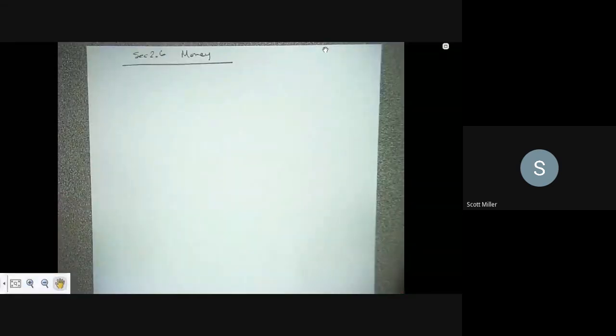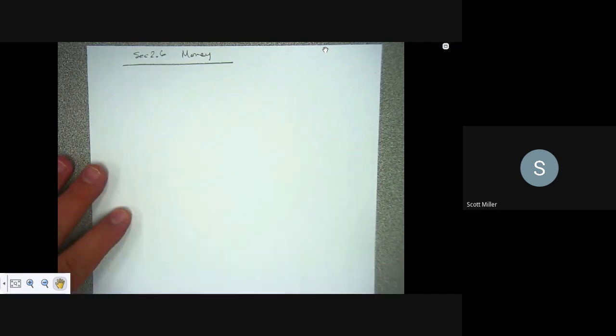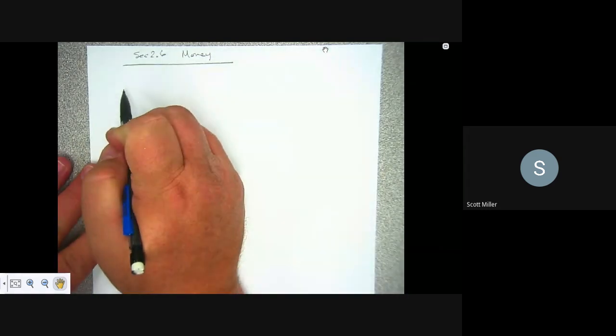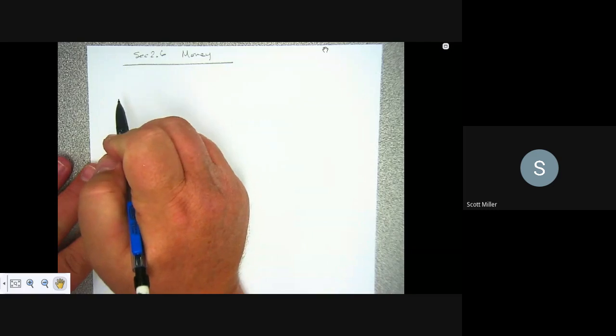Today we're going to look at some word problems that have to deal with money situations out in the real world and how money is calculated for payments and for interest and things like that. So we're going to start off with some interest questions and formulas that we're going to be using.